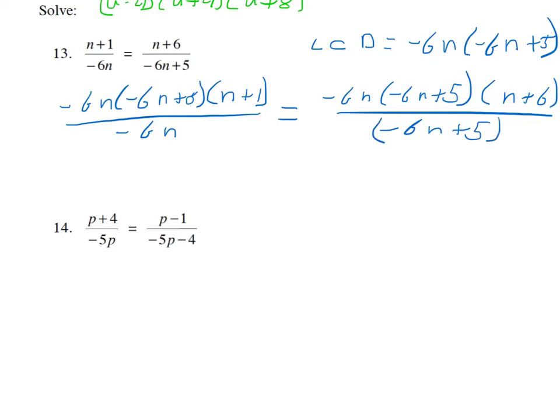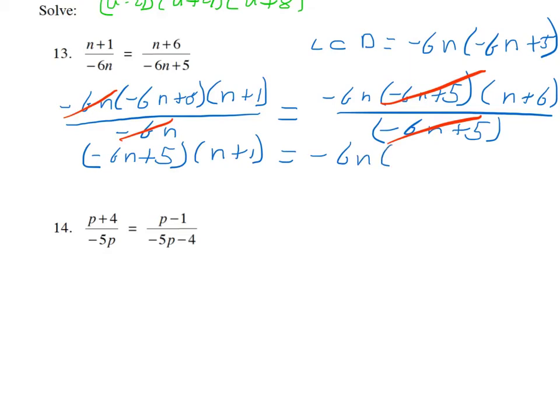Now, look here and ask yourself, does anything divide out? And I see, yes, this divides out. And I see this divides out. And I'm left with, on the left side, a negative 6n plus 5 times an n plus 1. And on the other side, I'm left with a negative 6n times n plus a 6.